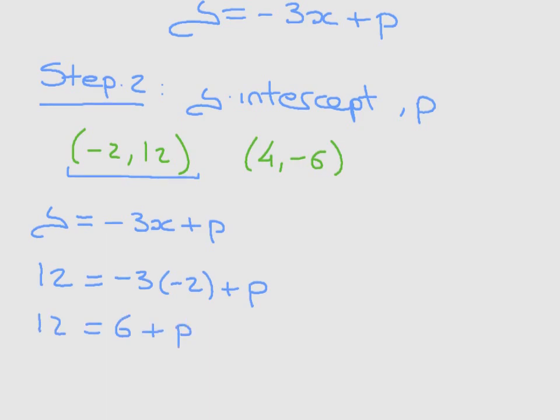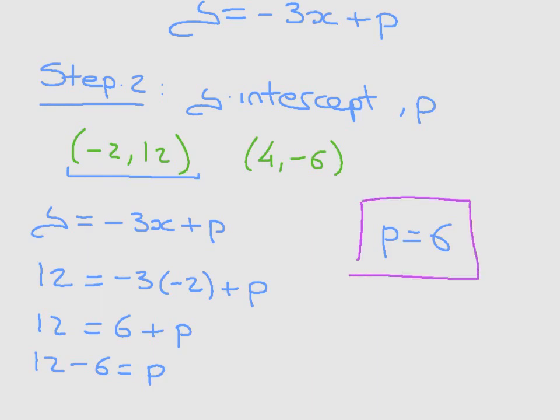Finally, we subtract 6 from each side. 12 minus 6 is equal to p, and I can write it here. p is equal to 6, which I'll box in here. Since we now have the y-intercept, as well as the slope, we can now write this line's full equation. And we can write y is equal to -3x plus 6. And we're done.